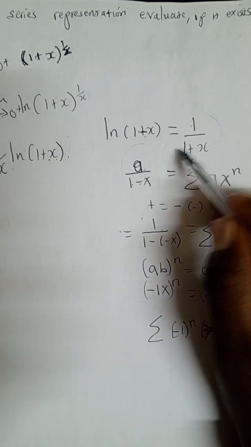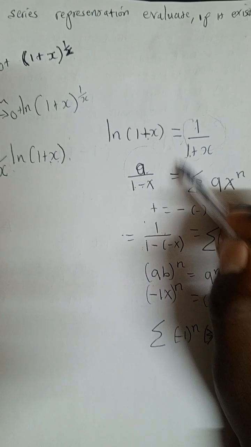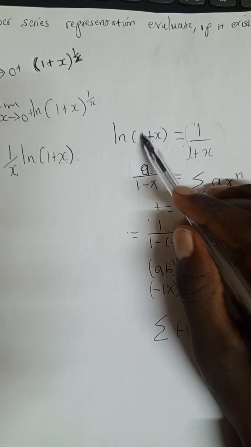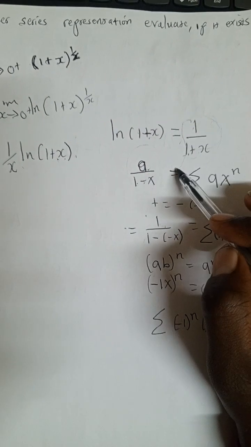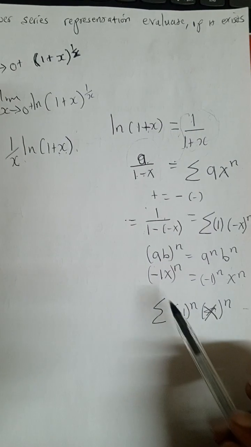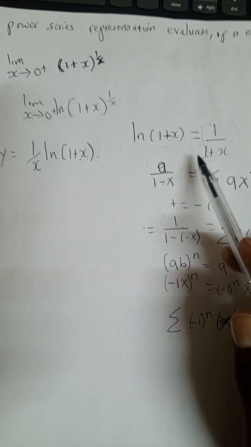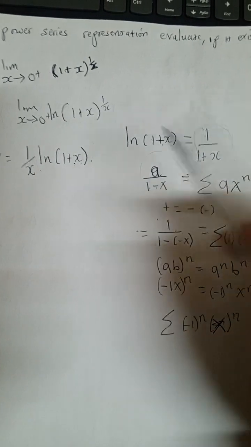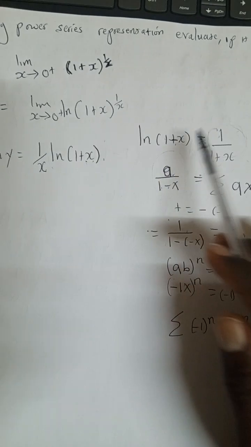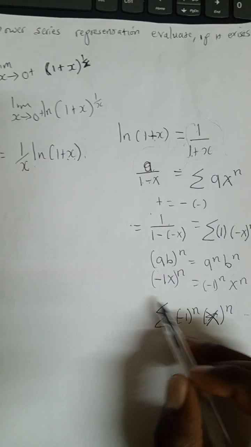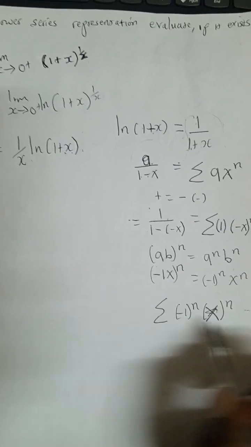You just have to integrate. You just have to integrate this function. It will give you this function. Now, if you integrate this function, what it means is, if you come and integrate its series, when you integrate the series of 1 over 1 plus x, the series that you are going to find is a series of ln of 1 plus x. So I'll come and integrate this series.